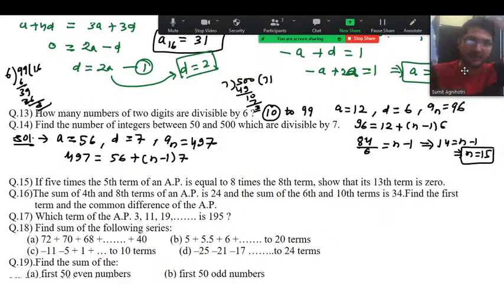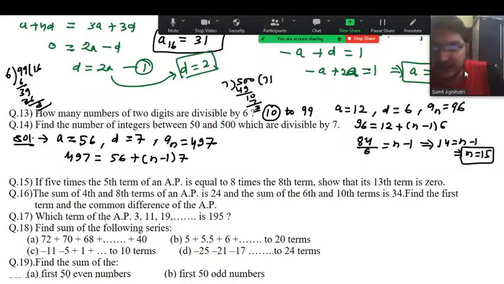Okay, tell me the value of n. I'm a little bit confused. Wait, so which question do I rework?